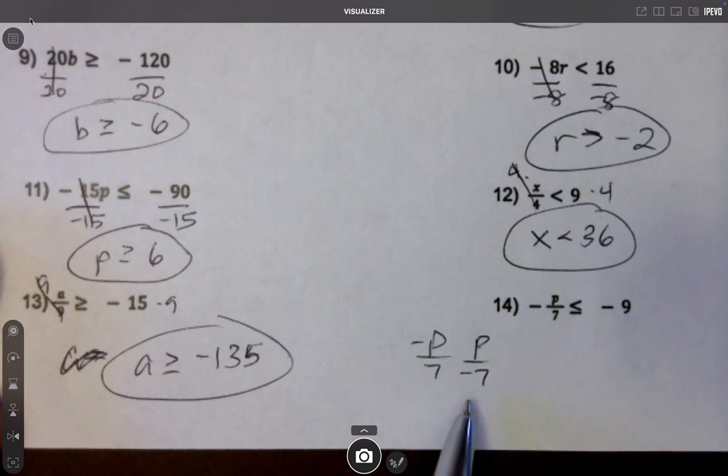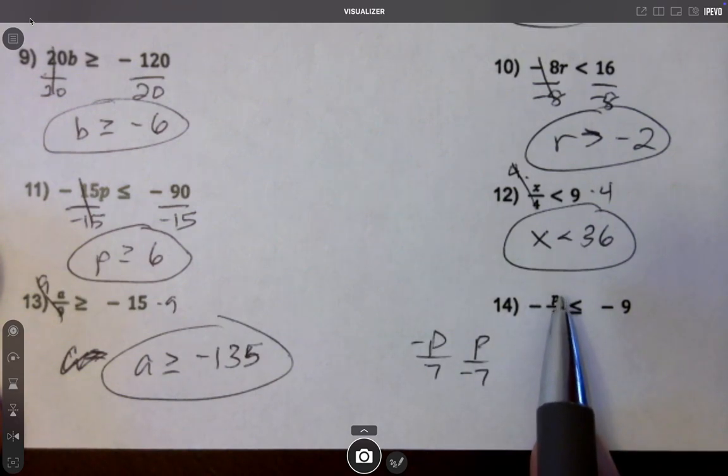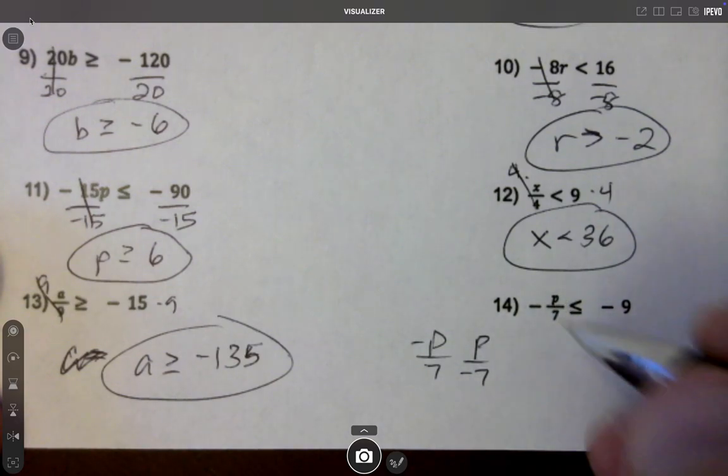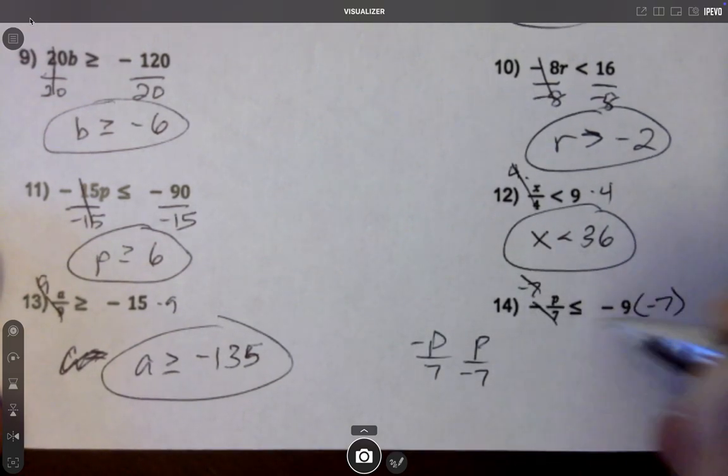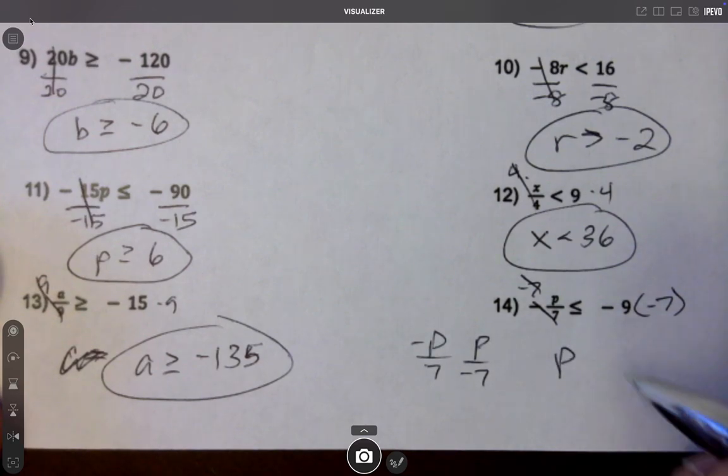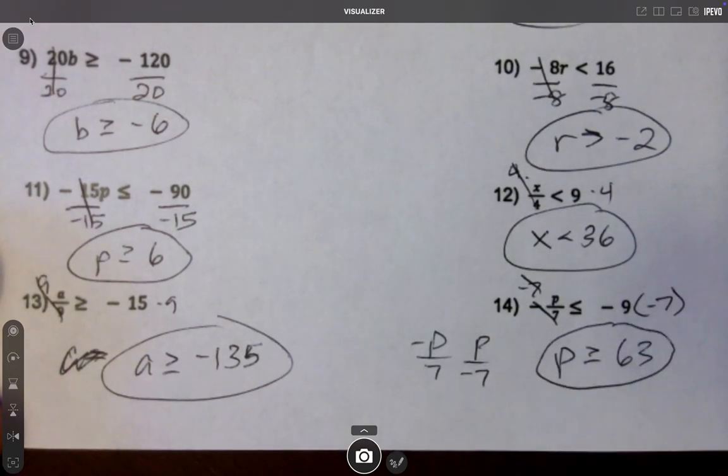So I'm going to think of it like it's on the bottom and just think this is really p divided by negative 7. So we need to multiply both sides by negative 7. And since I multiplied by a negative number, I have to flip the inequality sign. And negative 9 times negative 7 is positive 63.